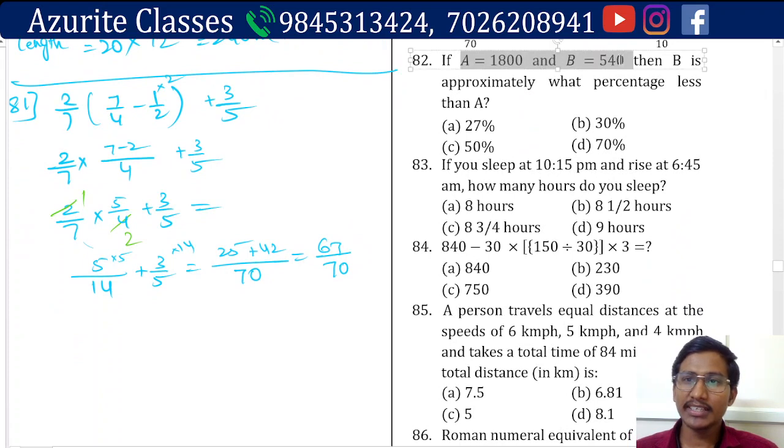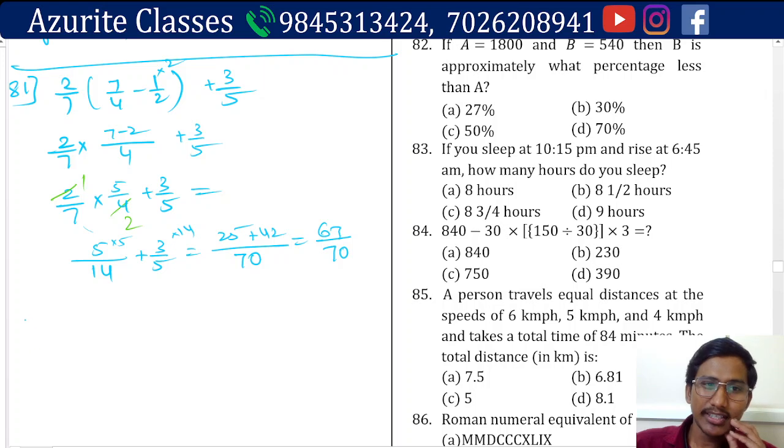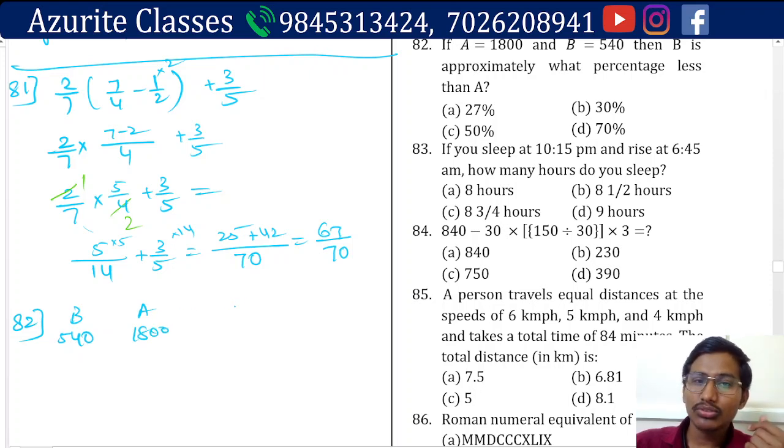So A is 1800 and B is 540. Then B is approximately what percent less than A is the question. Okay, so here 82. So A and B, they have given. So B is how much? 540, and A is 1800. If you minus both of them, how much less will it be? So it will be 1800 minus 540.